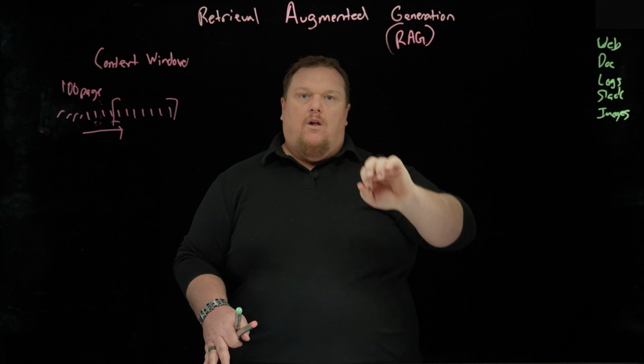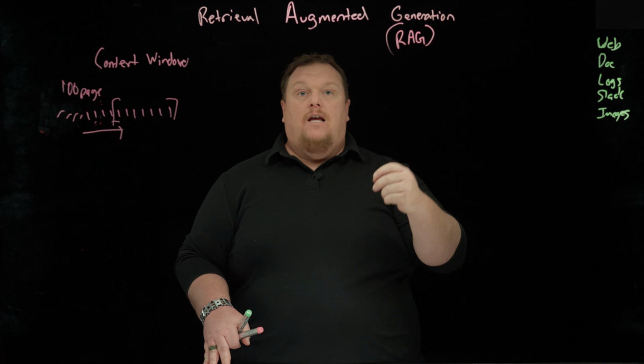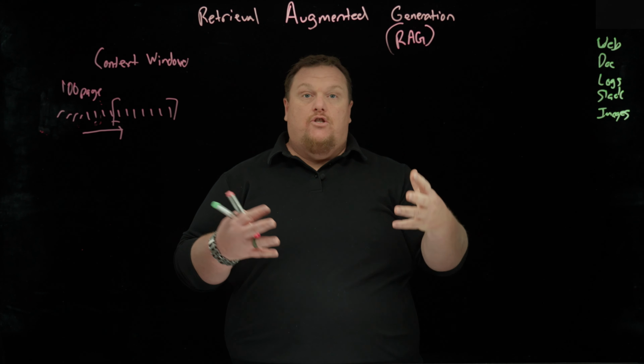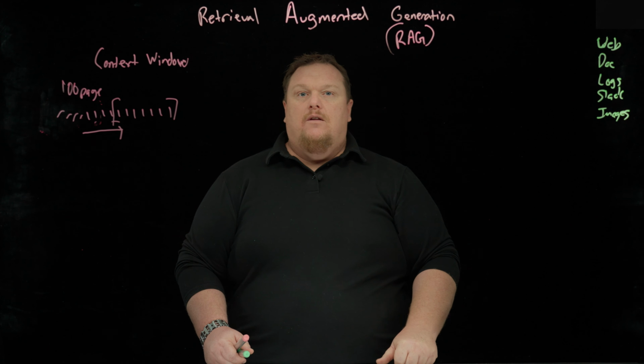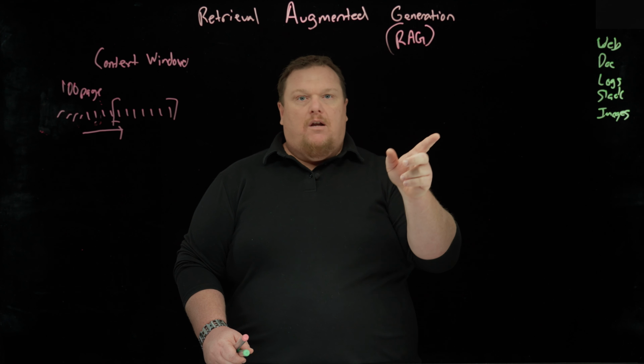So RAG, retrieval augmented generation, is any data outside of what is trained in the model. Here are some examples of that, but always be aware of that context window. If you've never heard of a context window before, go check out that video right now.